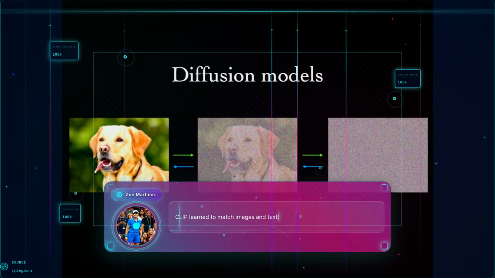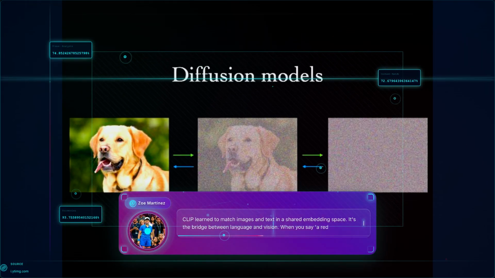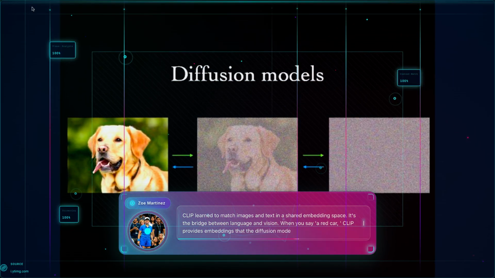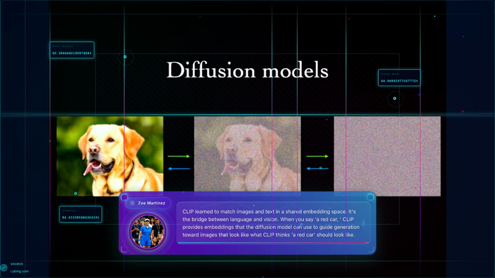CLIP learned to match images and text in a shared embedding space. It's the bridge between language and vision. When you say a red car, CLIP provides embeddings that the diffusion model can use to guide generation toward images that look like what CLIP thinks a red car should look like.